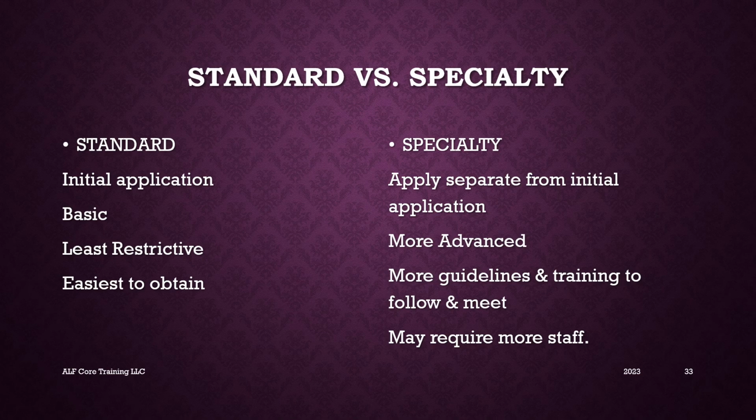Standard versus specialty. In your standard license, it'll be your initial application, and everything is pretty much basic. It's your least restrictive license that you can obtain, and it's the easiest to obtain. Now, your specialty license is a little more complicated, but you apply separate from your initial application. The residents and things that you may need to go through as far as training are a little more advanced than the basic standard license.